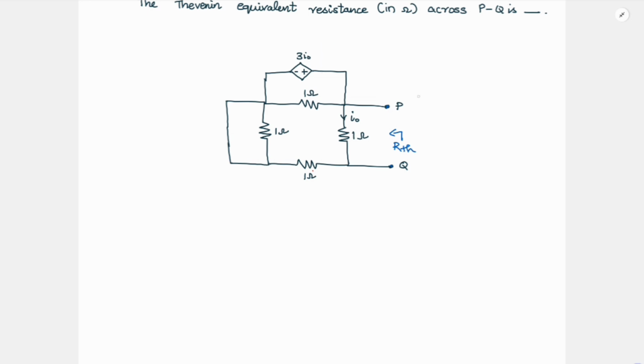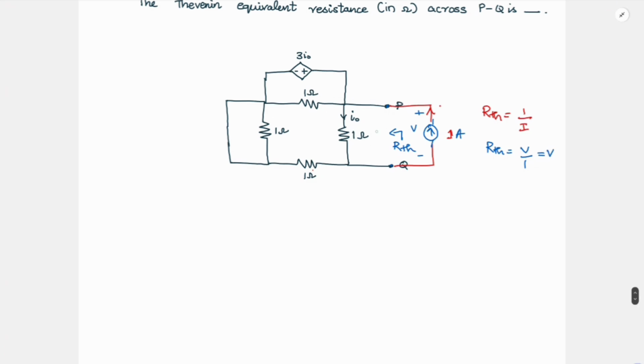So then what you have to do is, you can either connect a voltage source of 1 volt and find the current I. In that case, your RTH will be 1 by I, right? Or the other thing to do is, you can connect a current source of 1 ampere and then measure the voltage across it. Let's say this is V, then your RTH becomes V by 1 ampere, so it is V.